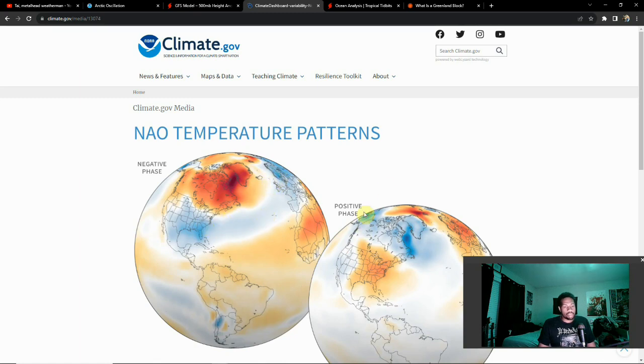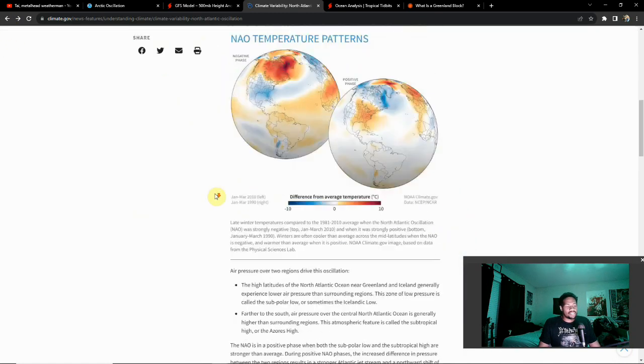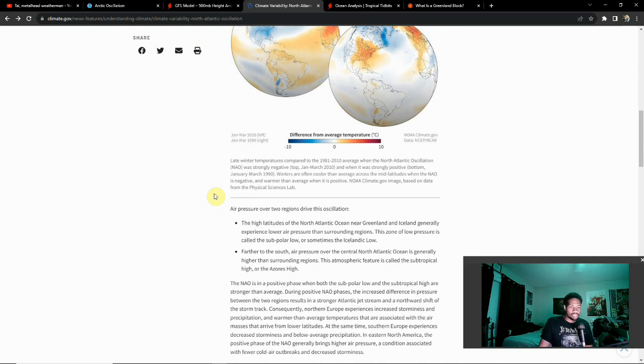And then, of course, the inverse of that, the positive phase, this stretch over towards the North Atlantic, warmer waters, also cooler weather over towards the Greenland region. And it's funny because Greenland's also owned by Denmark. So it's funny that those two are linked in that manner as well.